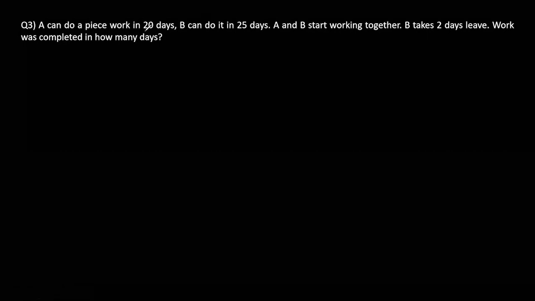A can do a piece of work in 20 days and B can do it in 25 days. So individual work done was given to me. Work is done how many days that is given to me. A and B start working together. B takes 2 days leave. Work was completed in how many days?